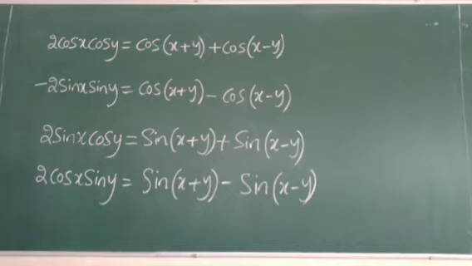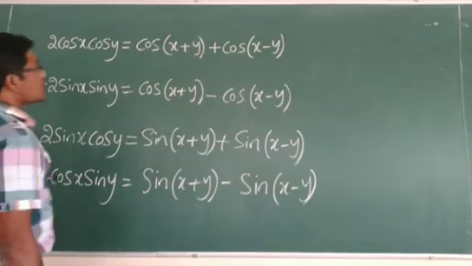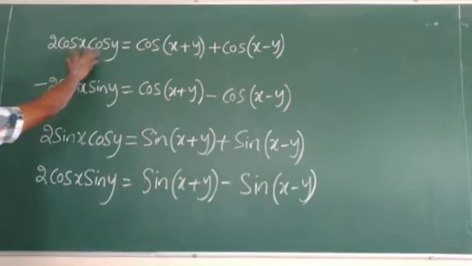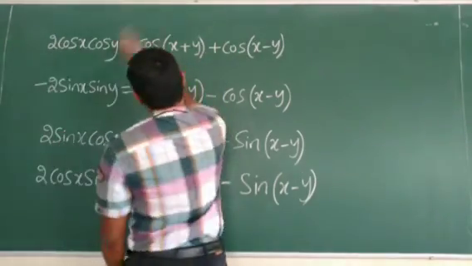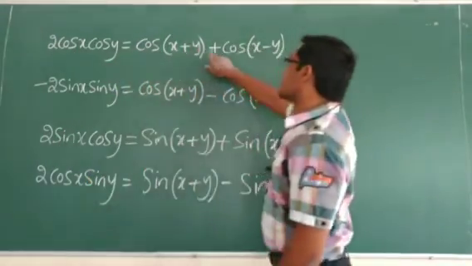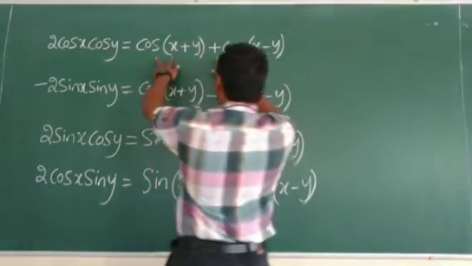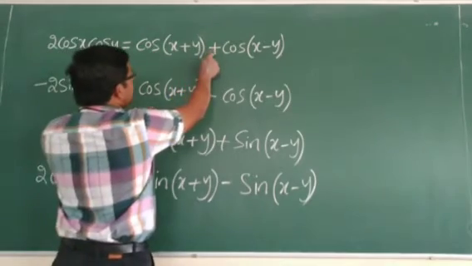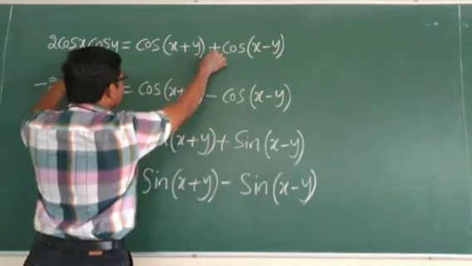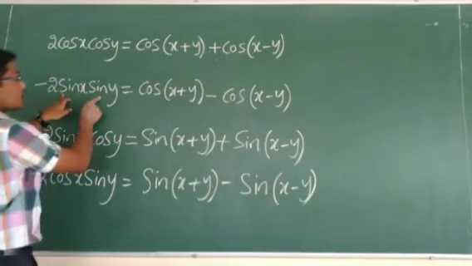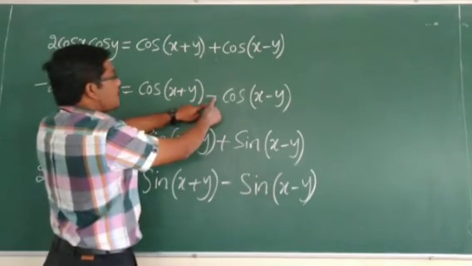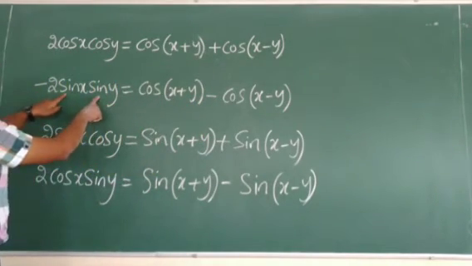These are another set of problems. 2 cos x cos y equal to cos of x plus y plus cos of x minus y. Again you can see when both are cos, you get 2 cos x cos y, and with plus. When it is plus, both cos. When it is minus, both sine. When you have plus here, both will be cos. When you have minus, both will be sine.